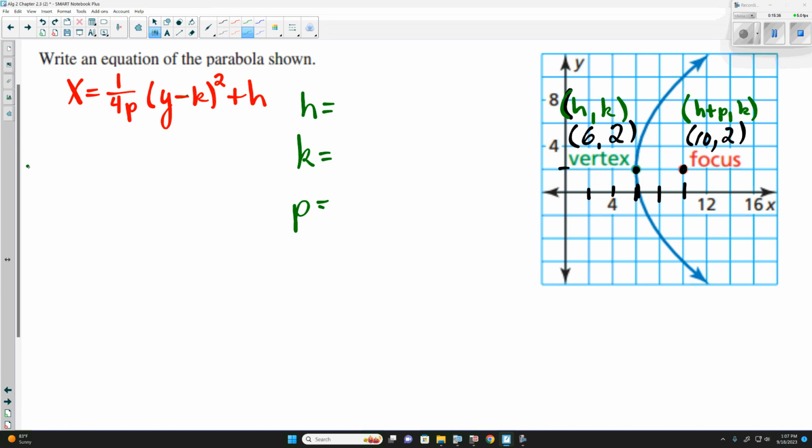Now looking at this here, just with the vertex, the vertex tells me the value of h. The value of h is what? 6. What is the value of k? 2. Now for the focus, the y value k does match. It's still 2. But the x value of the focus, the 10, is being represented by what? h plus p. h plus p is 10. So this is also telling me that h plus p is equal to 10.